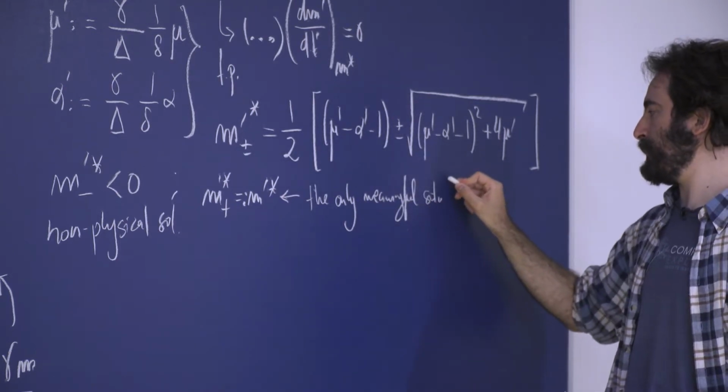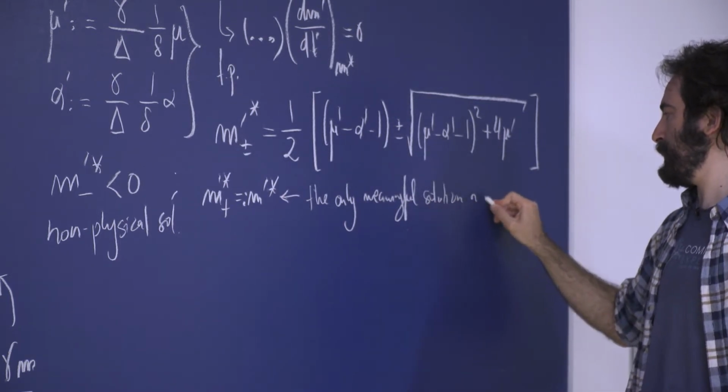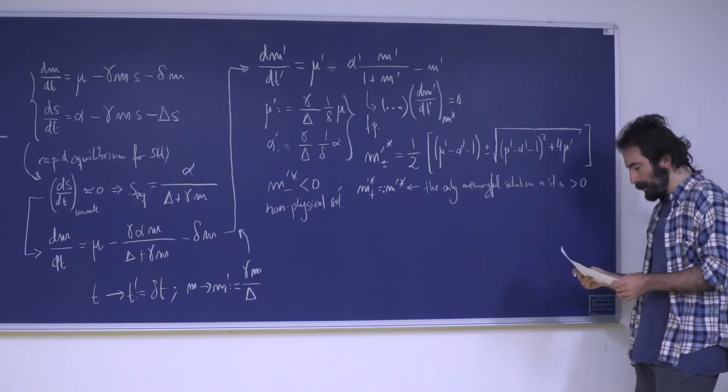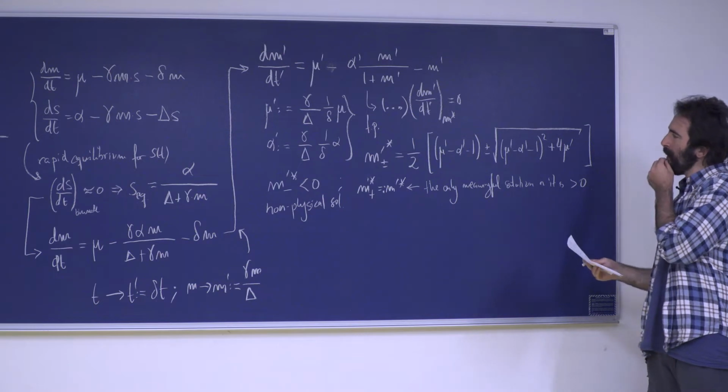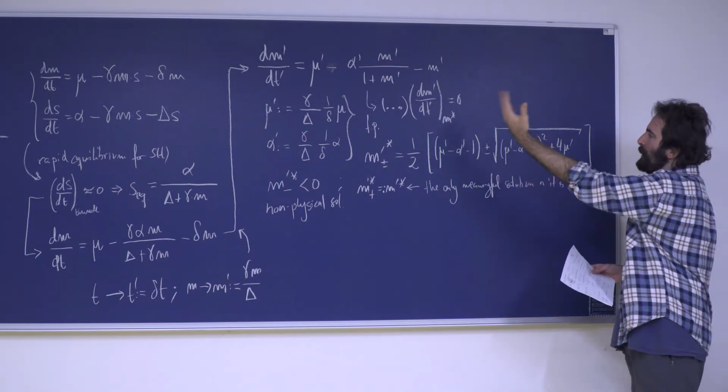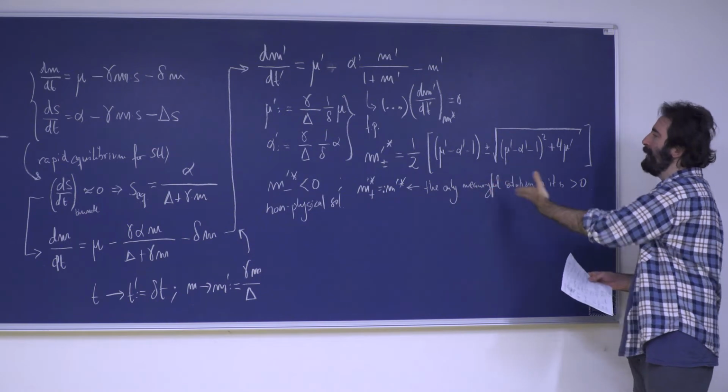Because it's positive, as it is greater than 0. Great. Now we're going to be exploring two regimes here, right? And we need to go back and think, what exactly do mu and alpha mean?